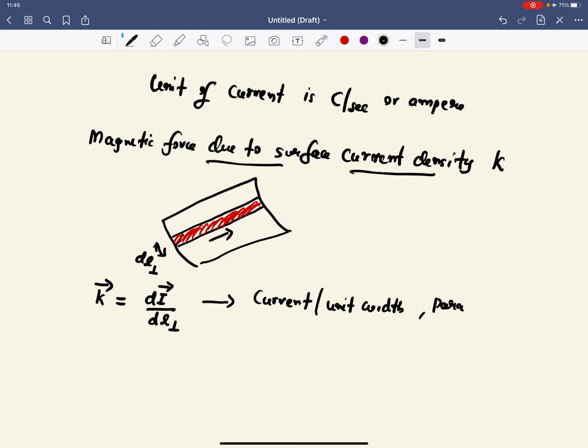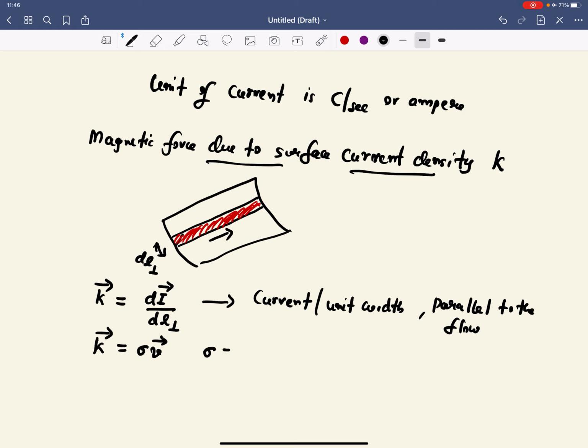Parallel to the flow, and this current is parallel to the flow, whereas the elemental length is perpendicular to the flow. Okay, so similar to the line charge density, for the surface we can also write K equal to sigma into V, just like we have written lambda into V for the line charge density. We can write the surface current density K in terms of the surface charge density.